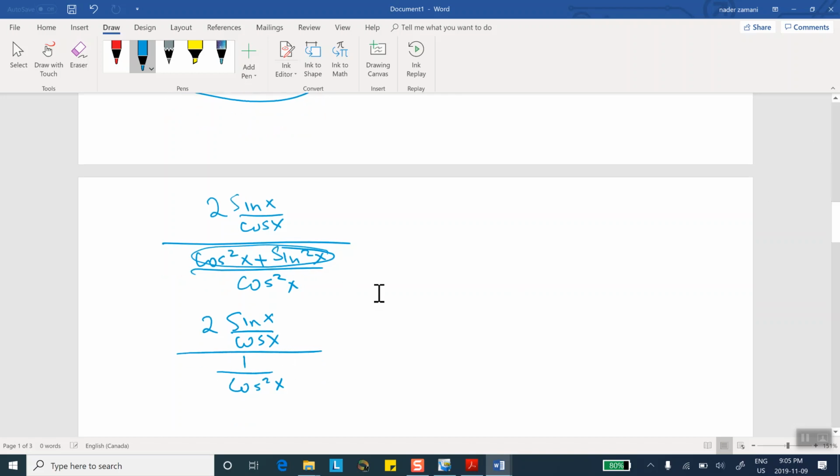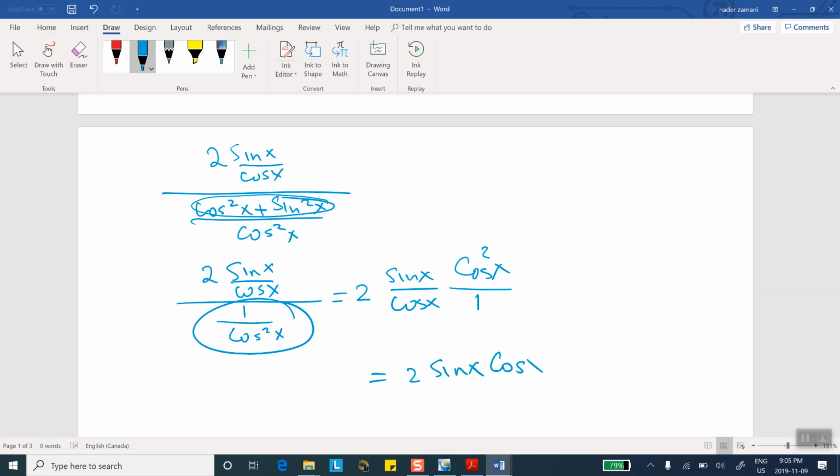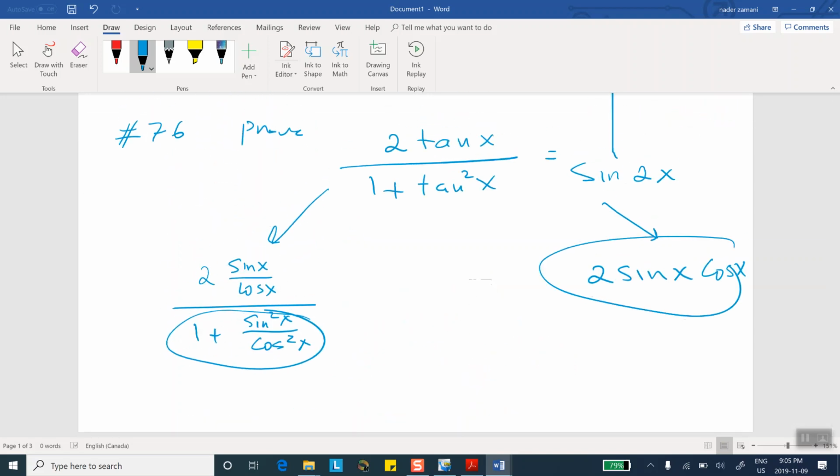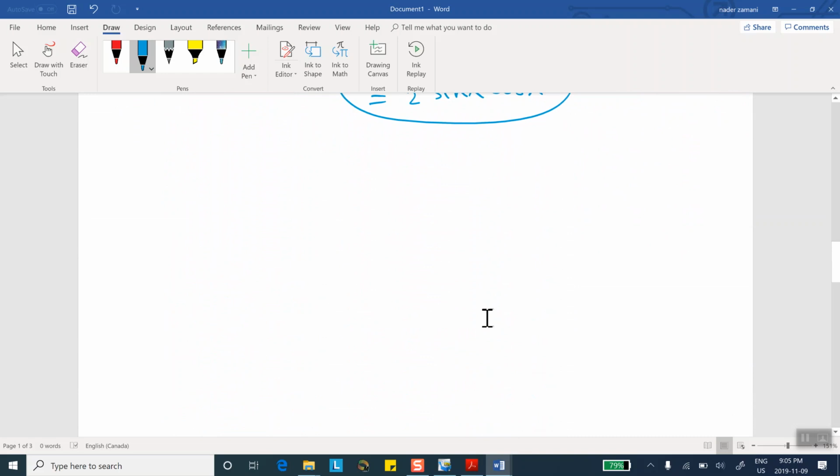Now notice that from arithmetic, we know this is 2 sine x over cos x times the reciprocal of the denominator, and this is 2 sine x cos x. Isn't this what you wanted to show here? You wanted to show it's equal to that? So that takes care of this problem. Number 76, we did it.